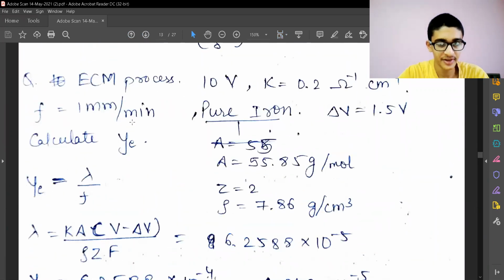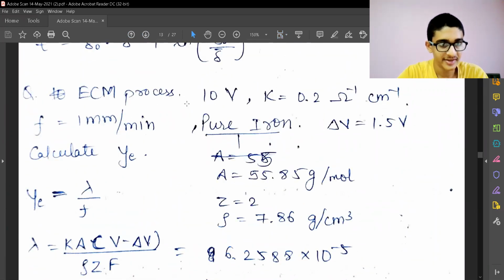Let's start with the first numerical question, where in the initial ECM process we are given the voltage 10, conductivity 0.2, feed rate F is 1 mm per minute, and we are given pure iron. Given pure iron, they need not give all the different things like atomic weight, equivalent, valency, and rho. You should have an estimate as a mechanical engineer that rho, the density, is 7,860 kg per meter cube for iron, and for iron alloys it is close to it.